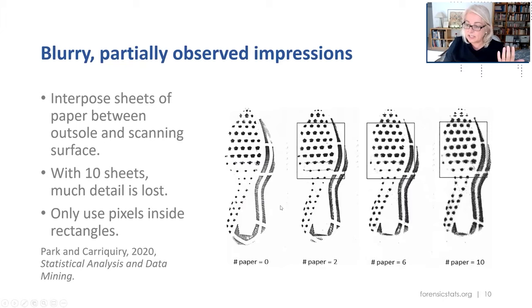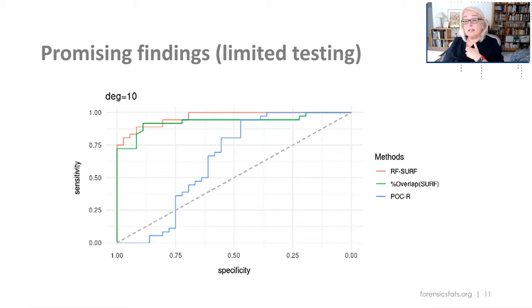And furthermore, just to make the comparisons more realistic, we used only the pixels that are inside these rectangles and ignored everything else. As in, we only observe this blurry piece of an outsole. Well, it turns out that the findings are pretty promising, even though, again, the testing is very limited. So when you have 10 pieces of paper between the shoe and the scanner, we still have a sensitivity and a specificity around 97%, which means that most of the time we can actually identify the real shoe that left the print, even when we only consider shoes that have the same brand, model, size, and more or less the same degree of wear.